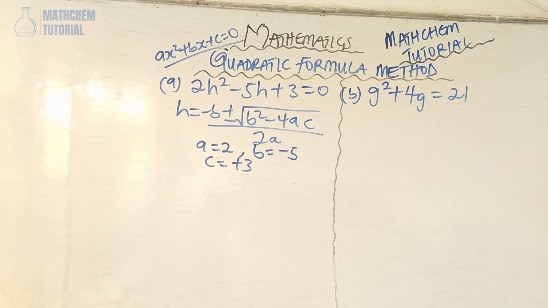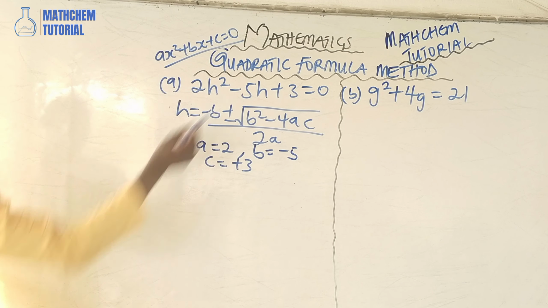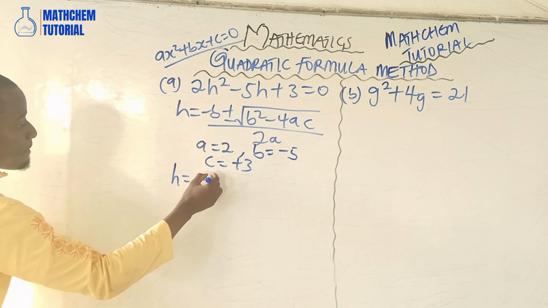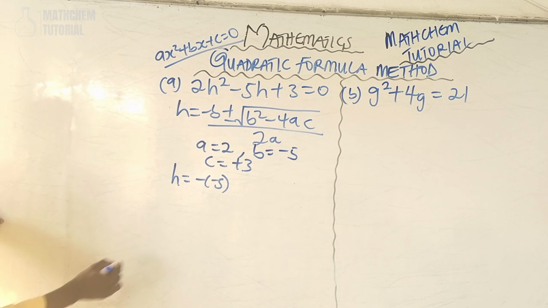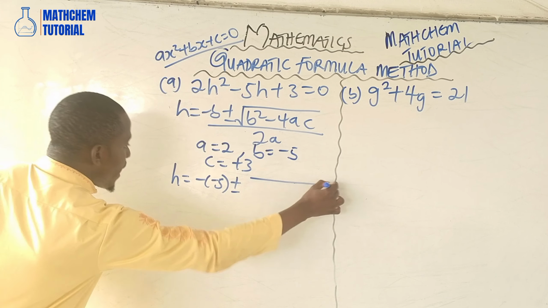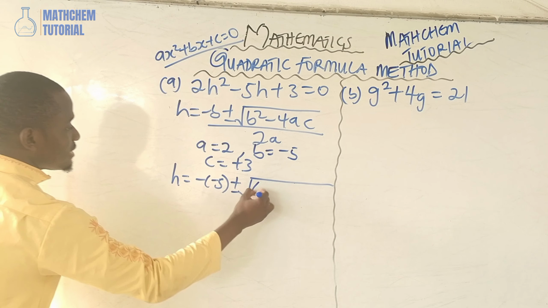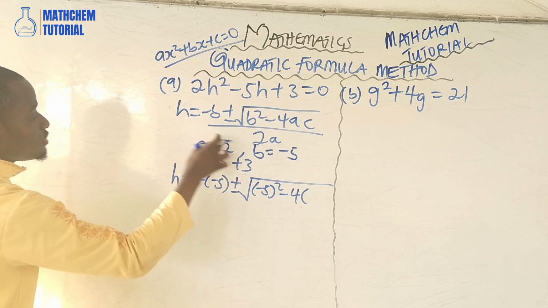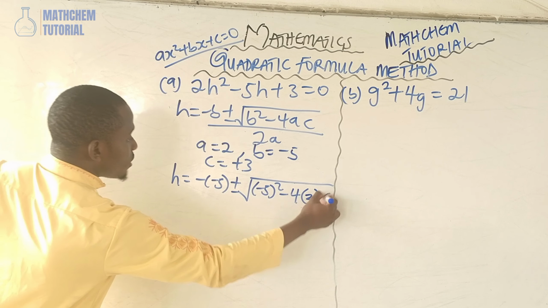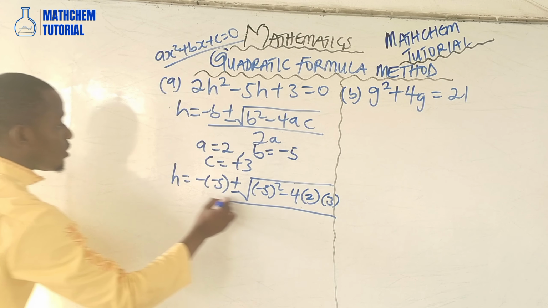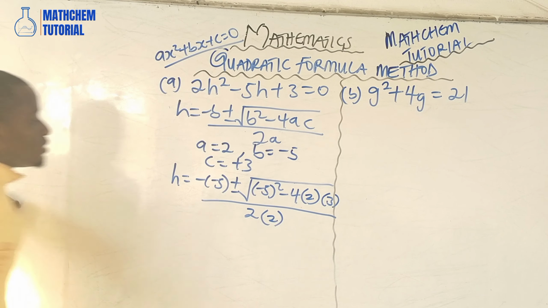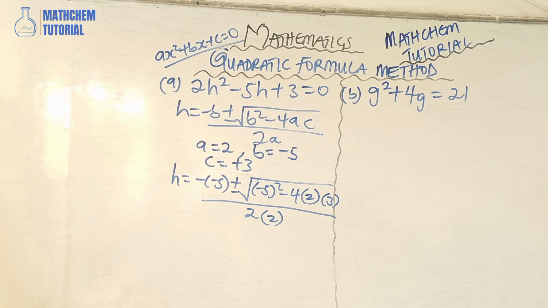Then we are going to substitute all these values into this formula, which is going to be h equals minus b, and b is minus 5, right? Let me bracket it. Plus or minus the square root of b squared, that is minus 5 squared, minus 4, a is 2, and c is 3. Everything all over 2a, whereby a is 2.